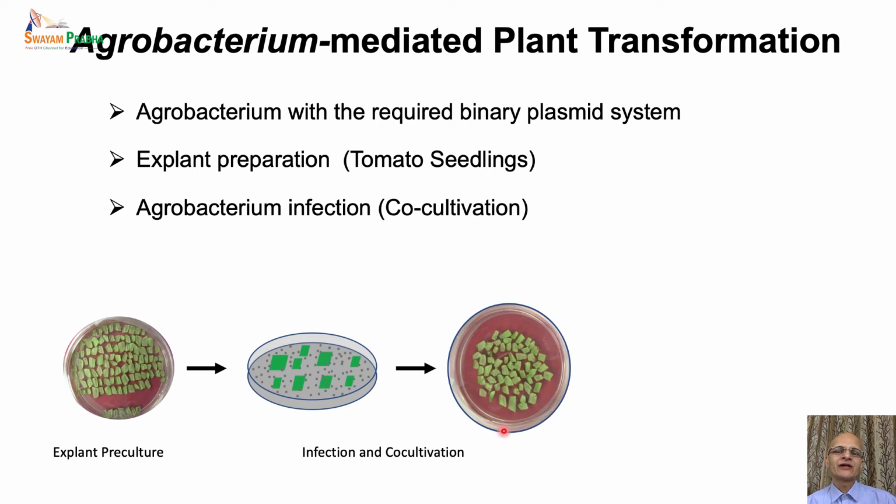Extra liquid medium is blotted from these explants and they are transferred onto the co-cultivation medium. These are incubated on this medium for about 2 to 3 days depending upon the type of the agrobacterium strain, that is the infectivity level of the strain, or the type of explant used. And this incubation is called co-cultivation.